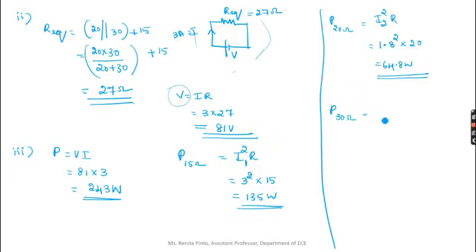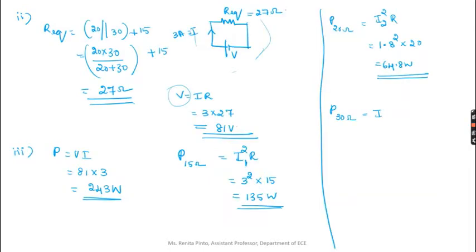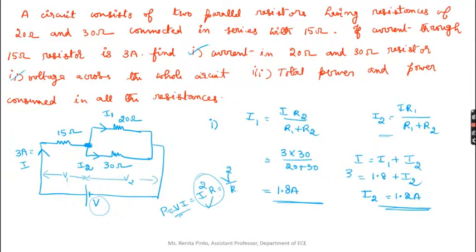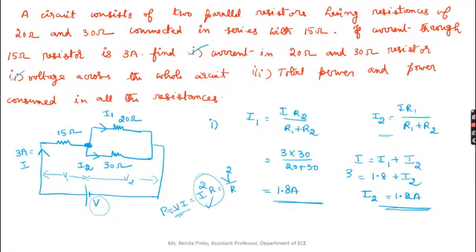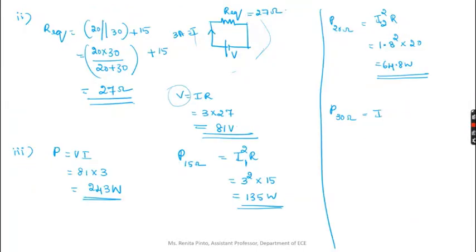Next is the power in the 30 ohm resistor. So, just a minute. Wait, I mentioned here a little wrong, okay? Power in the 20 ohm resistor, current in the 20 ohm resistor is I1. Whatever I have substituted, that is proper. Just the variable I have written wrong, okay?